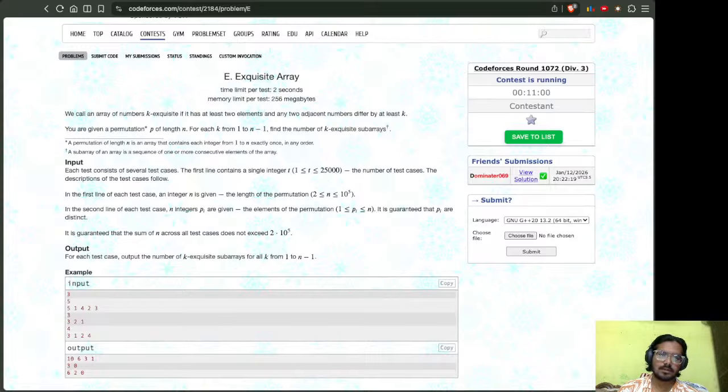Numbers k-exquisite of at least 2 elements. At least 2 elements, and any 2 adjacent numbers differ by at least k.